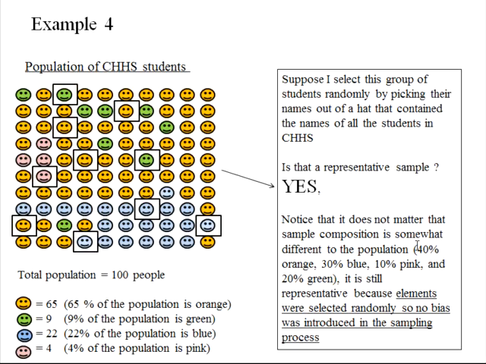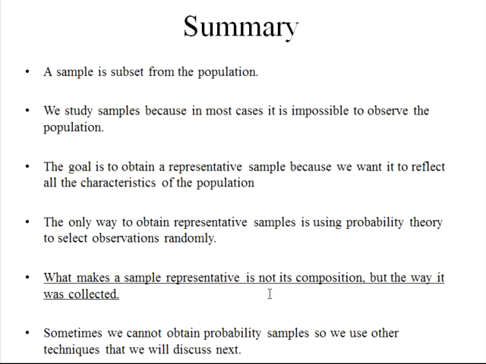But notice that this representative sample is actually a little different than the actual population. It's 40% orange, but the population is 65% orange. That doesn't matter. It is still representative because the elements were selected randomly. There was no bias introduced in the selection of this sample, and that's what makes it representative.